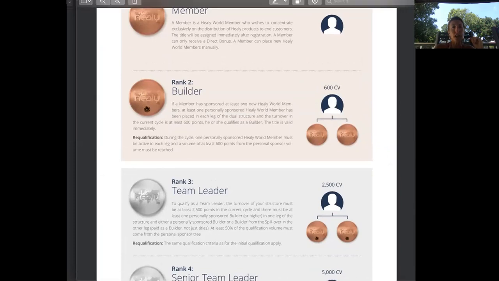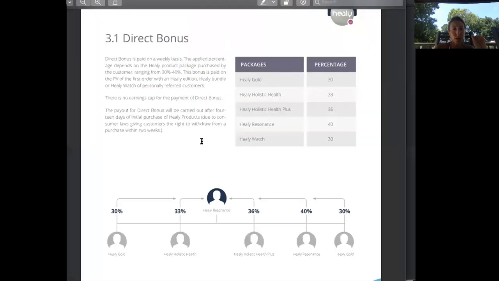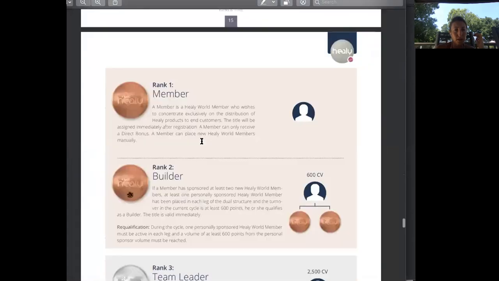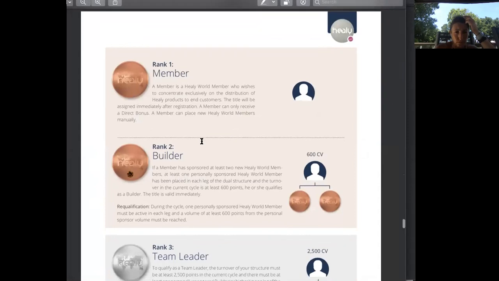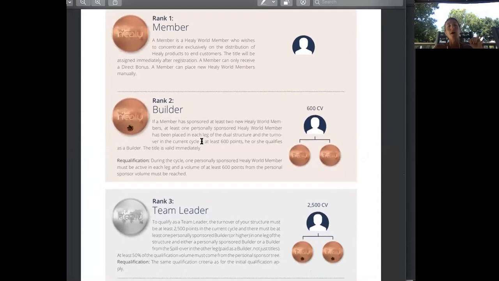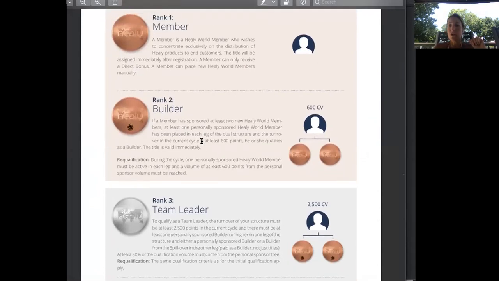So actually, there's a few slightly different verbiage changes in the US versus the European. Let's go down here. Okay. Once you reach builder, that's when you are able to qualify for the dual bonus. So that's why we talked about in the first video why it's important to have one person in each leg, because if you don't have one active person in each leg, you don't qualify for this second level of compensation.